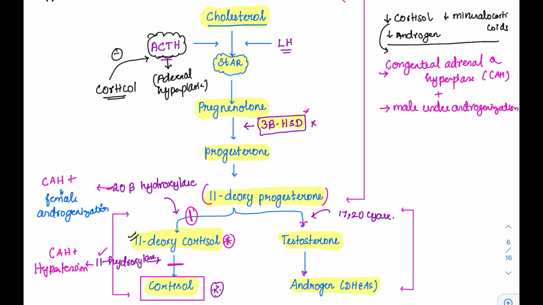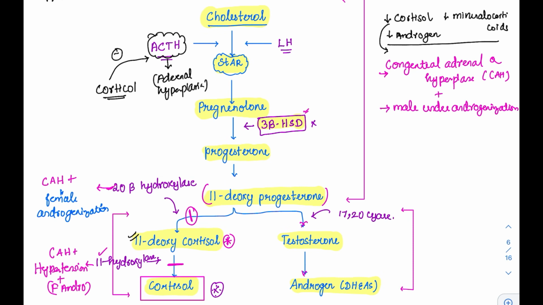And will this person have female androgenization? Obviously yes, because the pathway is cut here. 11 deoxy will be accumulated, but other than that, even more production of androgens can be there. So female androgenization also can be there. We will summarize all of them in the next slide, but now we should understand what the concepts are.